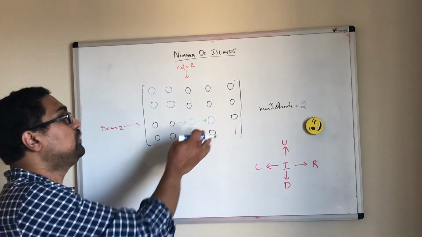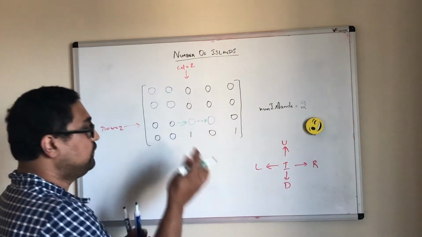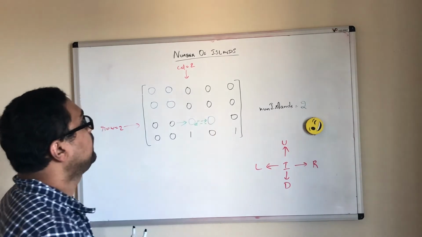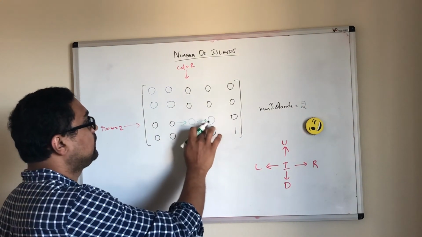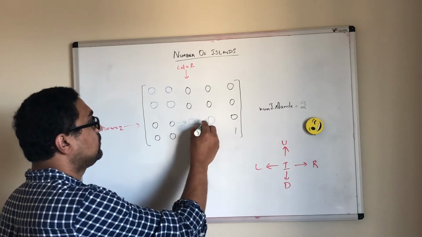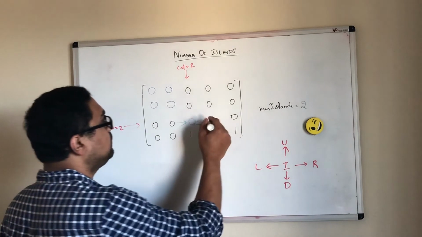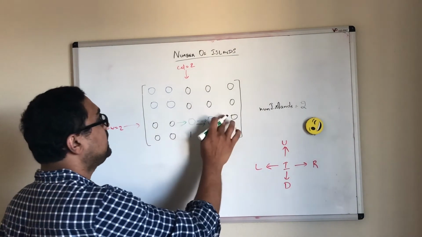Now let's explore the neighbors of this land here. So for that we'll first call the left neighbor. So this value is 0. So we come back in the recursion. So we have visited the left neighbor for this cell. Now let's visit the right neighbor. So this value is 0. So we come back in the recursion.